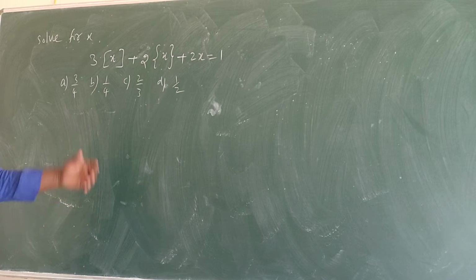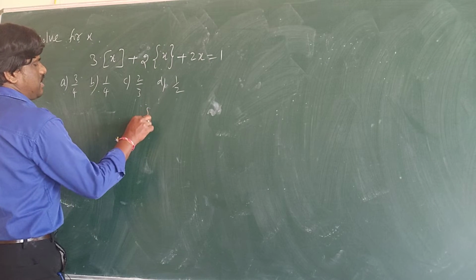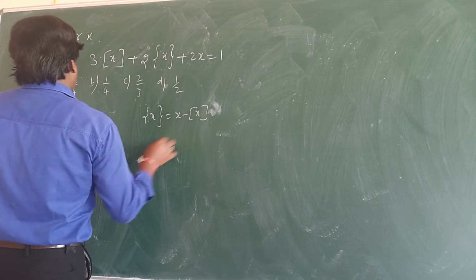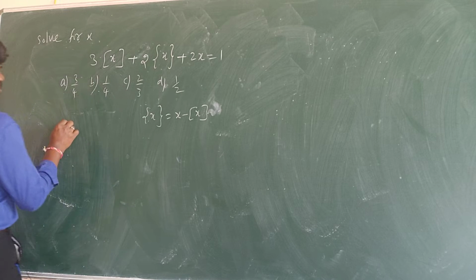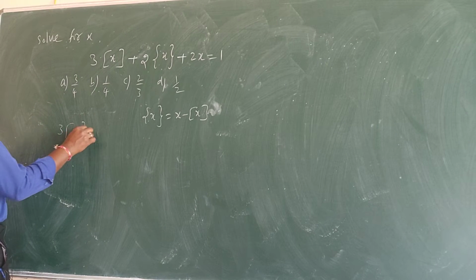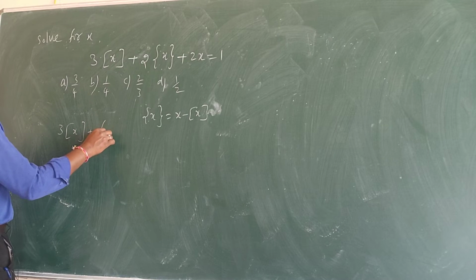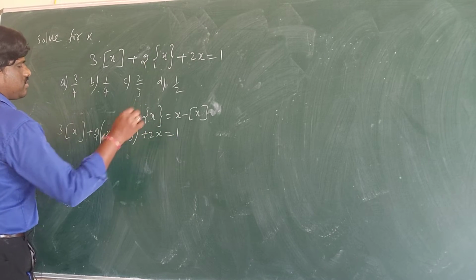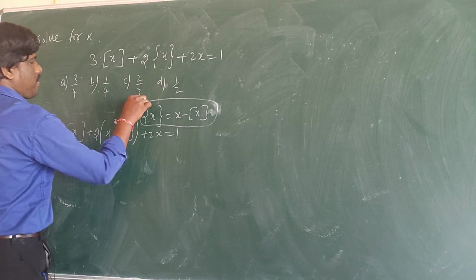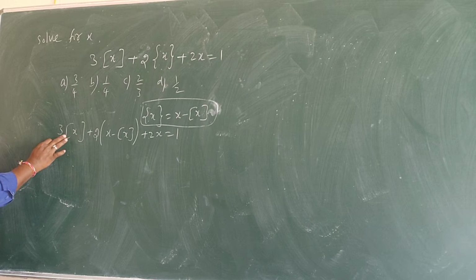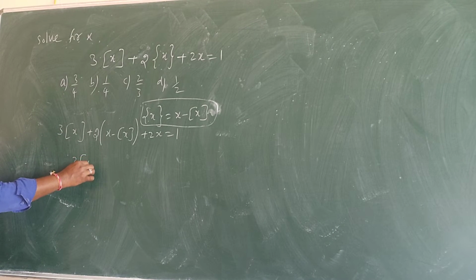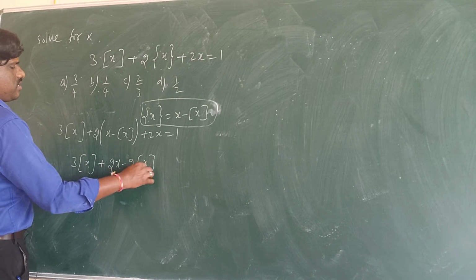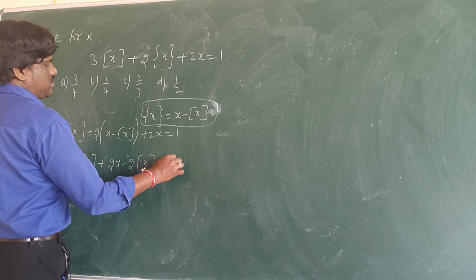The question is 3 times the greatest integer x plus 2 times the fractional part of x plus 2x is equal to 1. You have to simplify this. Just now I told you fractional part of x can be written as x minus greatest integer x. So I can write this as 3 times greatest integer x plus 2 times x minus greatest integer x plus 2x is equal to 1. Now this is 3 times the greatest integer x plus 2 times x minus 2 times greatest integer x plus 2x is equal to 1.